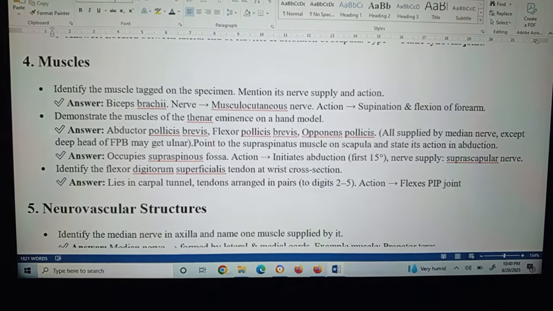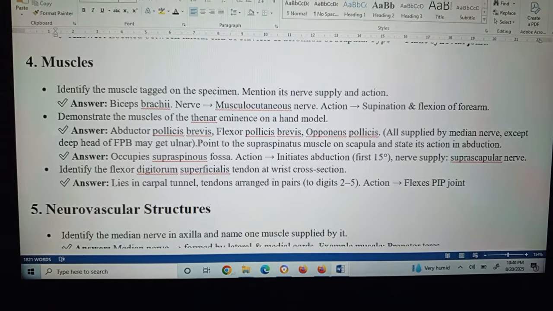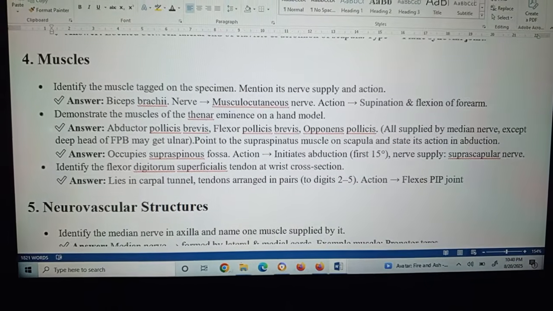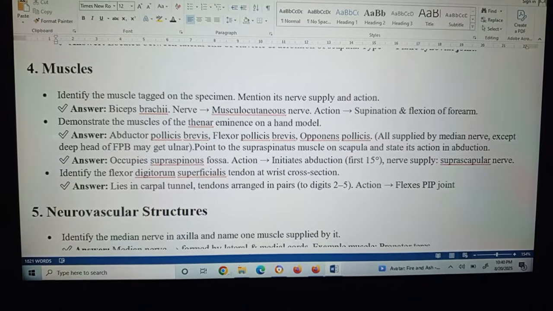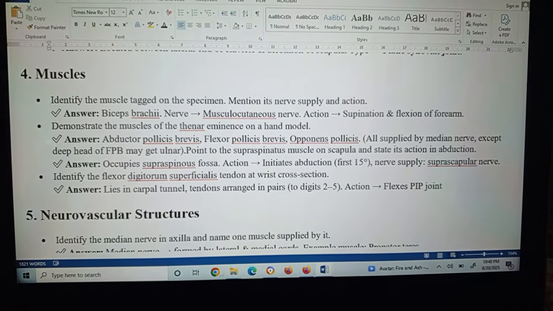Biceps brachii action is supination and flexion of the forearm. Demonstrate the muscles of the thenar eminence on a model: abductor pollicis brevis, flexor pollicis brevis, opponens pollicis. All are supplied by the median nerve, except the deep head of the flexor pollicis brevis, which may get the ulnar.